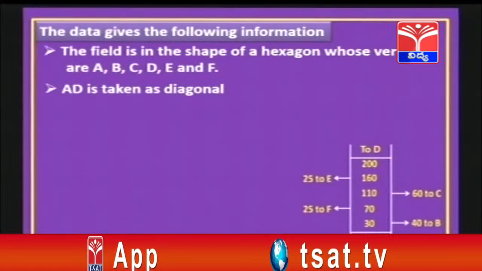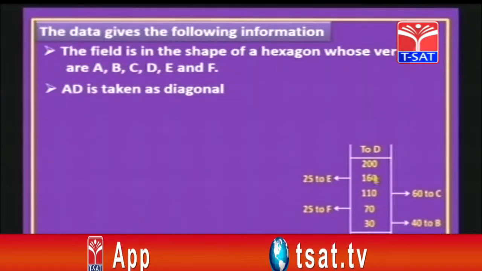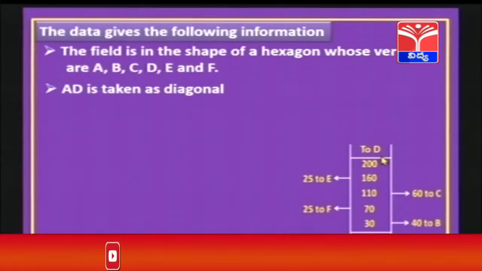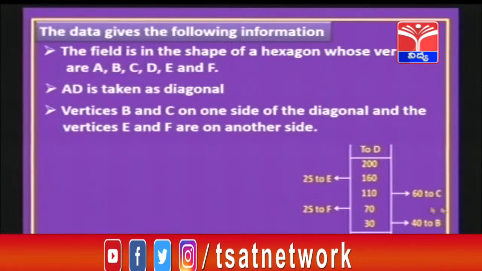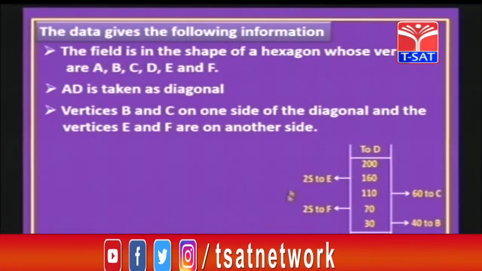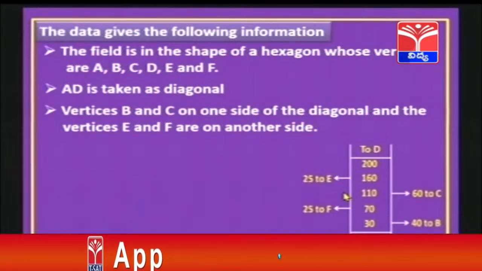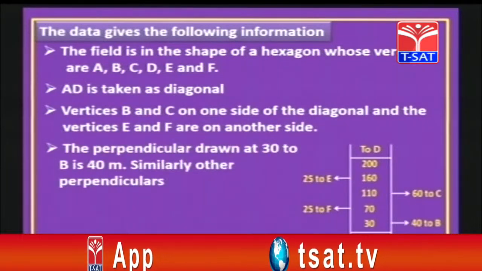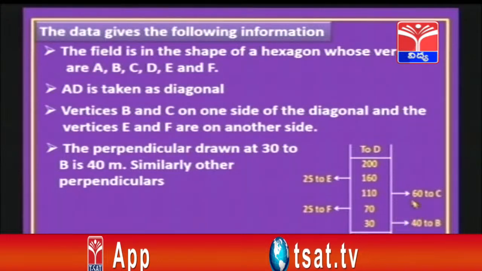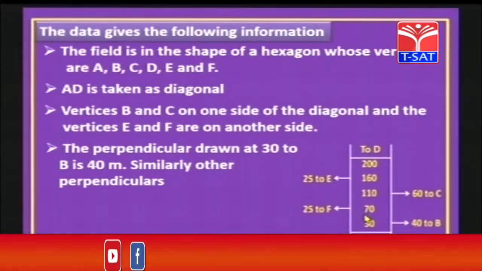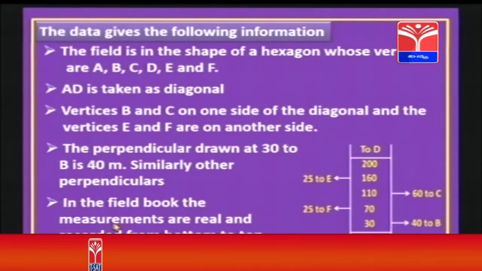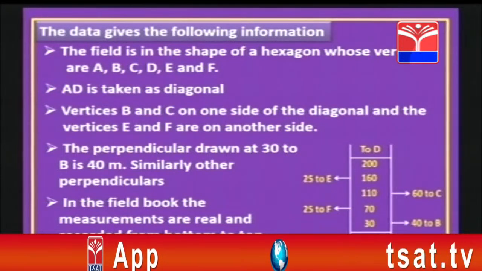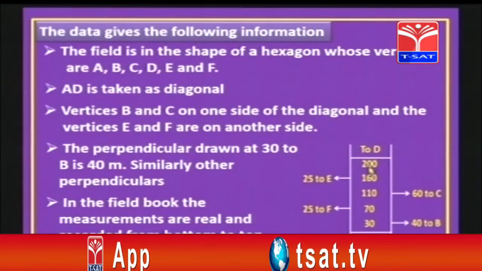Then here if you notice, A and D are joined, so we take it as a diagonal. AD is a diagonal. Then the vertices B and C are on one side of the diagonal, whereas the vertices E and F are on the other side of the diagonal. And if you notice, these are all the perpendiculars drawn from specific distances, like from 30, 70, 110, 160, and so on. Okay, children. Then the last one, in the field book, the measurements are recorded from bottom to top. So always they are recorded from bottom to top, children.